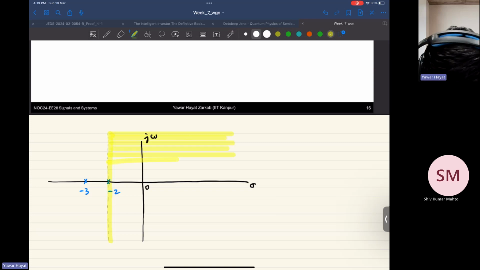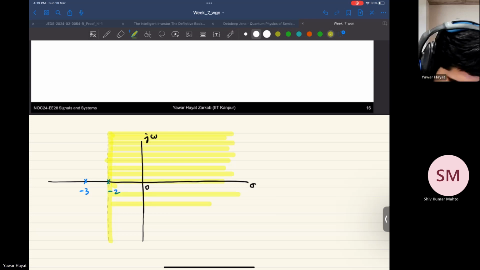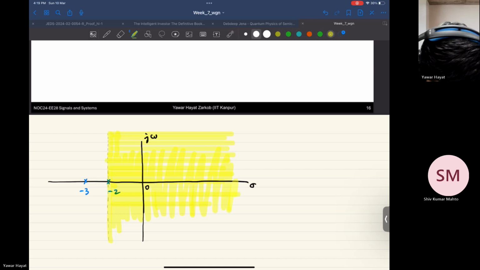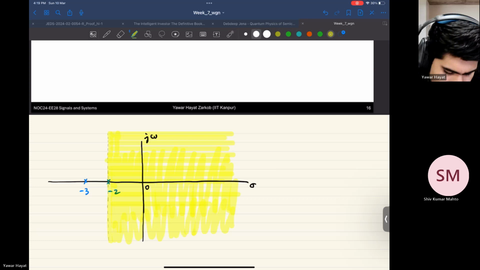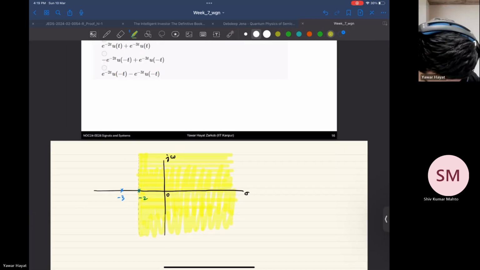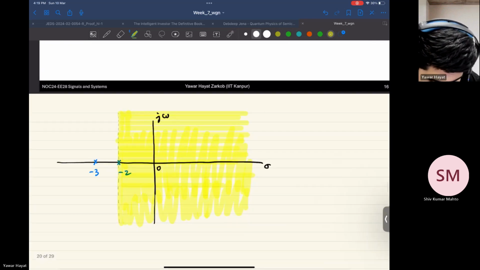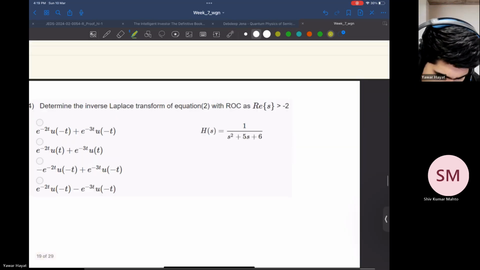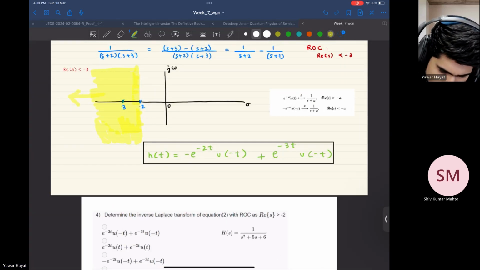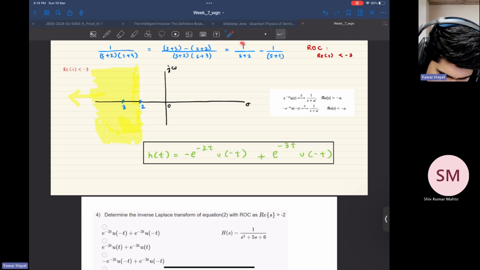Okay, now my ROC is this. Real part of S is this region. Now for this case, this particular term has a pole at minus 2, right? This term.